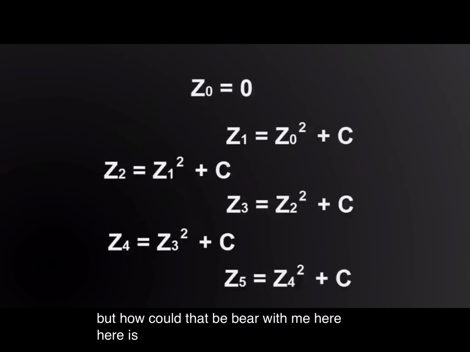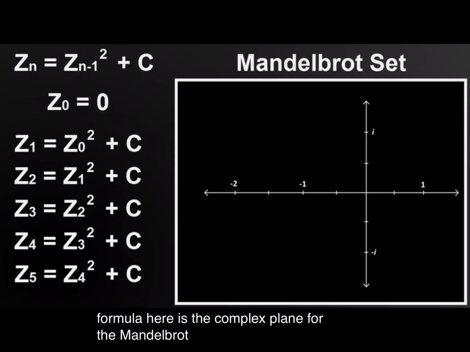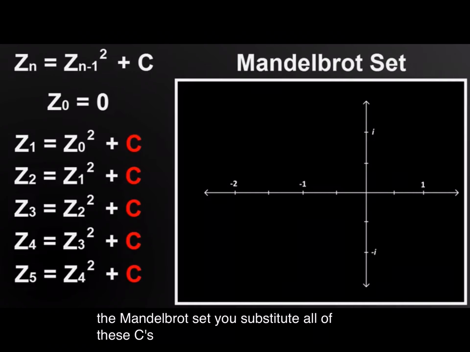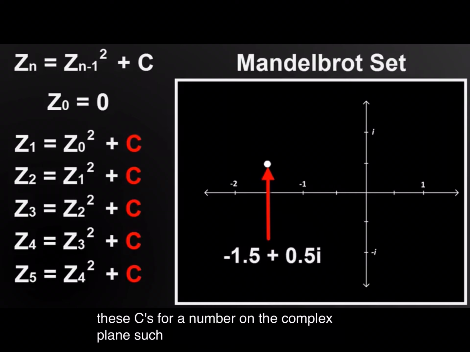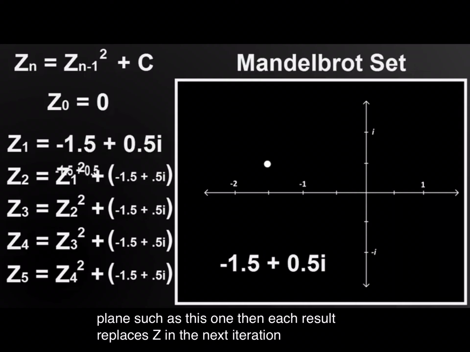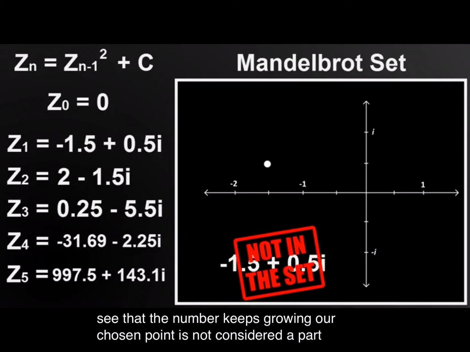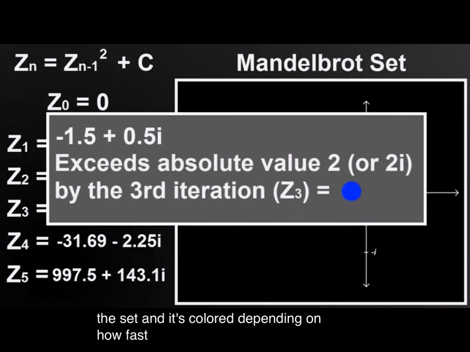Bear with me here. Here is a list of iterations of our formula. Here is the complex plane. For the Mandelbrot set, you substitute all of these c's for a number on the complex plane, such as this one. Then each result replaces z in the next iteration. If we see that the number keeps growing, our chosen point is not considered a part of the set, and is colored depending on how fast it grows.